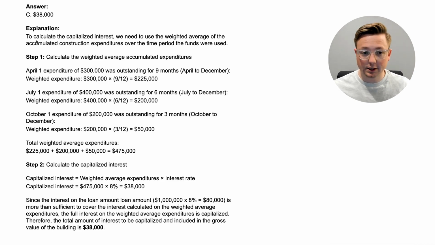So let's read the explanation. To calculate the capitalized interest, we need to use the weighted average of the accumulated construction expenditures over the time period the funds were used. So apparently we have to focus on how much they spent on the construction to be able to figure out the capitalized interest. So let's walk through this.